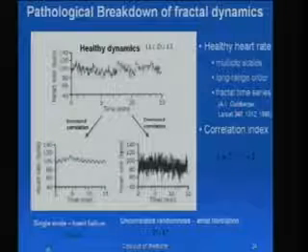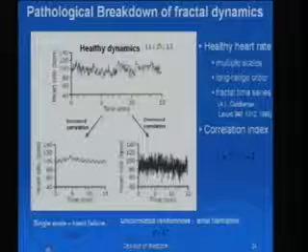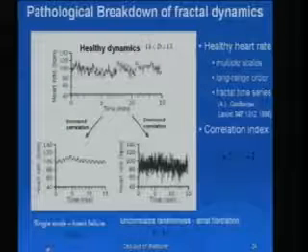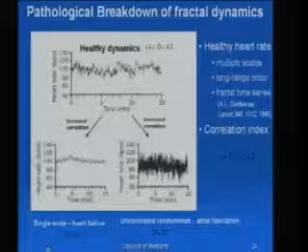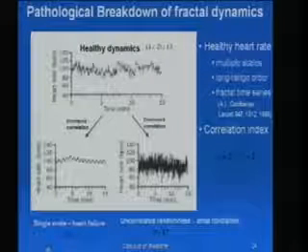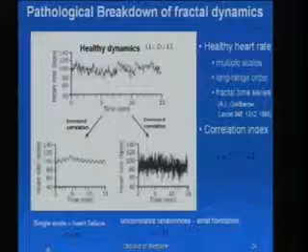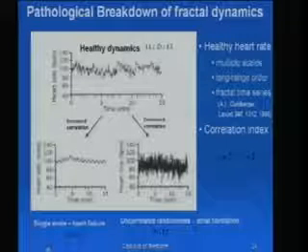Or there's another way you can change this behavior, and that you can decrease the correlation, leading to this kind of heart rate. And this is called atrial fibrillation. This patient also died. And this has a fractal dimension that's very similar to Brownian motion. So this is death by organization, and this is death by disorganization.